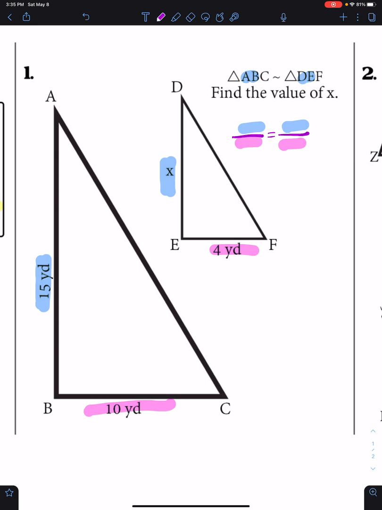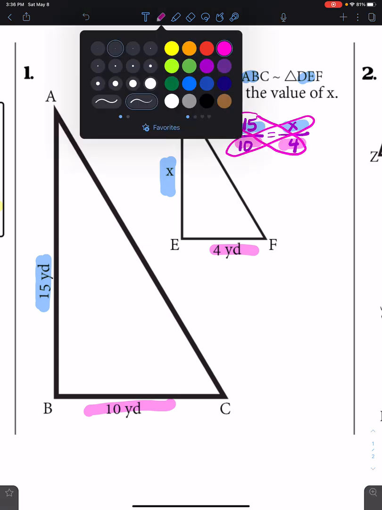Remember, a proportion is just two equal fractions. So the big shape has blue 15, yellow 10, and the little shape has blue X and pink 4. So you just can't switch them. You can't do blue over pink and then switch it to pink over blue. It has to be corresponding sides, and they need to be set up the same way. Once you do that, that's the hard part, setting up the proportion. And it's not even that hard if you use my tip of highlighting.